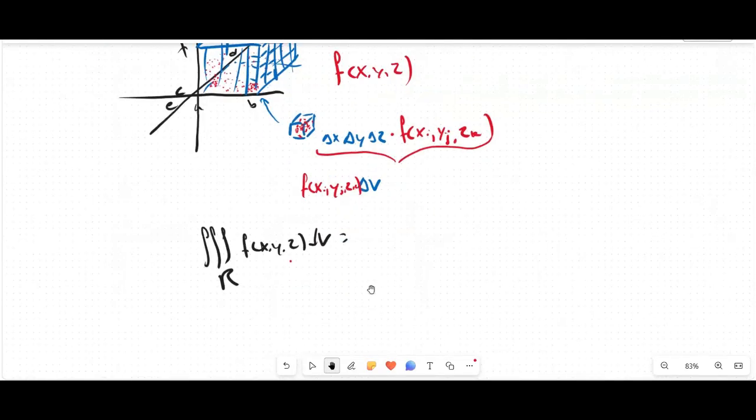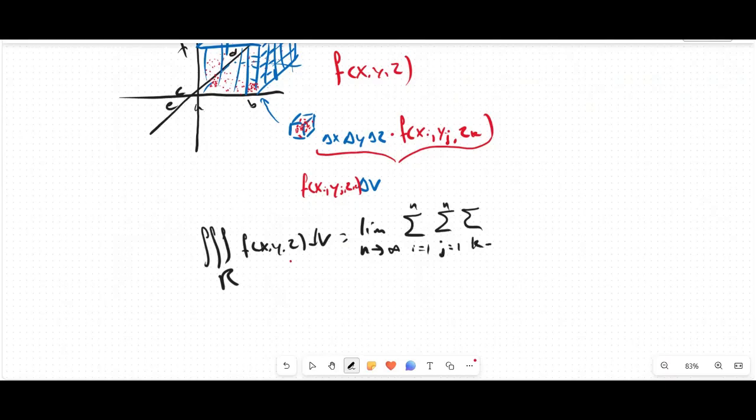We will only be able to make sense of this if our Riemann sums have a nice limit. The sum over i equals 1 to n, j equals 1 to n, k equals 1 to n. What are we adding up? Well, the function values f(x_i, y_j, z_k) times delta x, delta y, delta z.